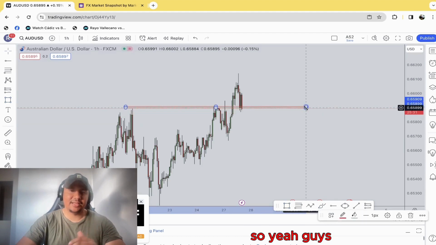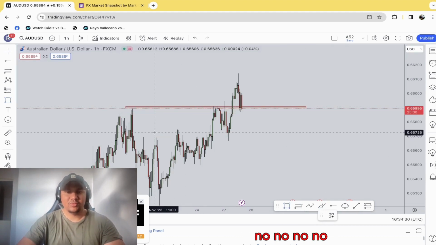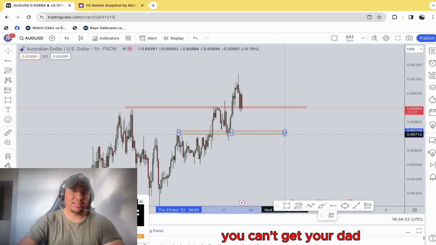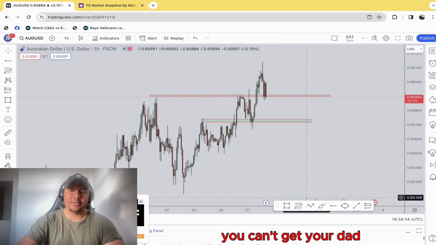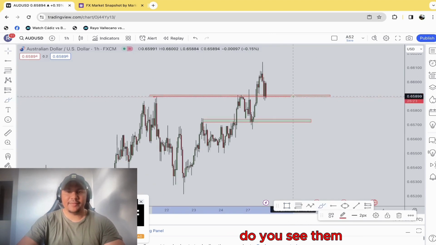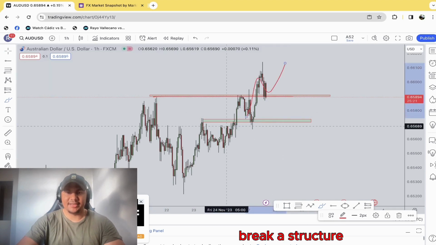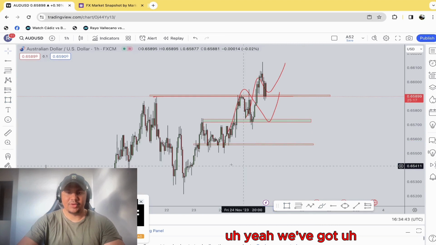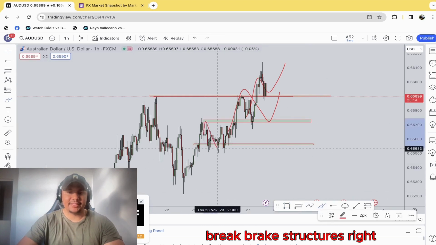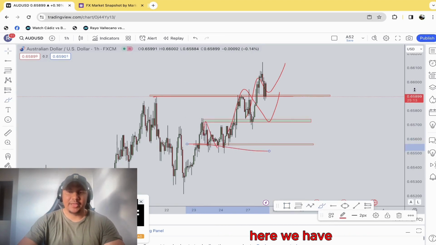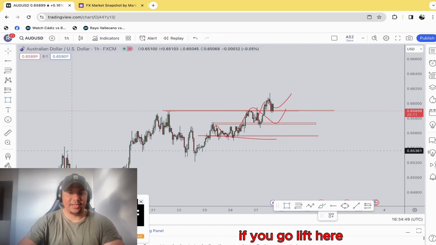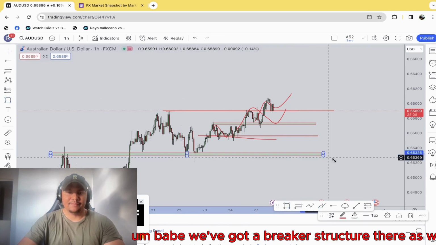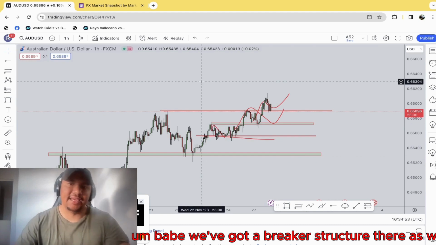simple. So yeah, guys. Do you see there? Break of structure. Yeah, we've got break of structures, right? Here we have, if you go left here, there. We've got a break of structure there as well.